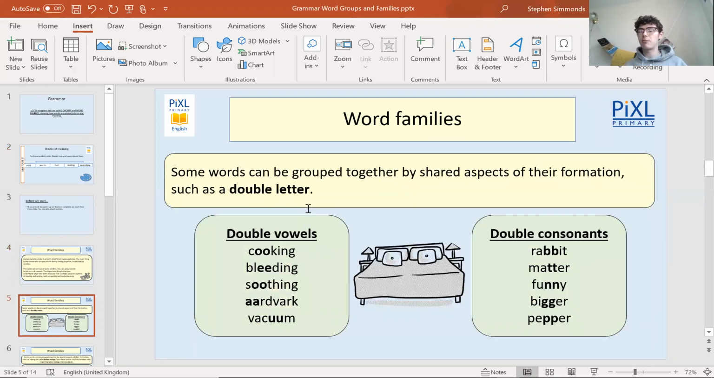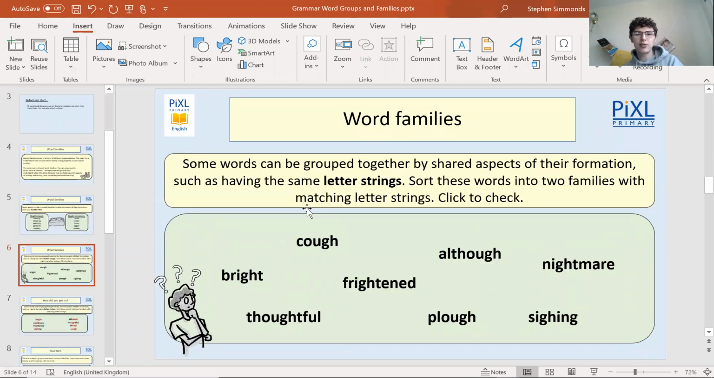Some words can be grouped together by shared aspects of their formation, such as the double letter, so the way they're made up. So double vowels, such as cooking, you've got the double O, and bleeding with the double E, soothing, aardvark, vacuum. They've all got that double vowel. That's how we're grouping them together. And then double consonants, of course. Rabbit, matter, funny, bigger, pepper. All examples of that double consonant, so they can all be grouped together. We can put them into a category together.